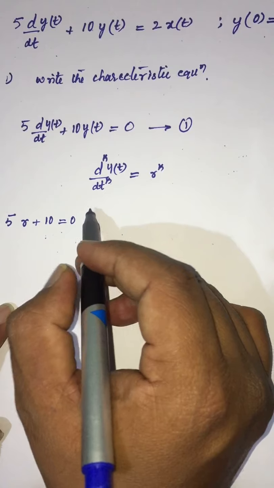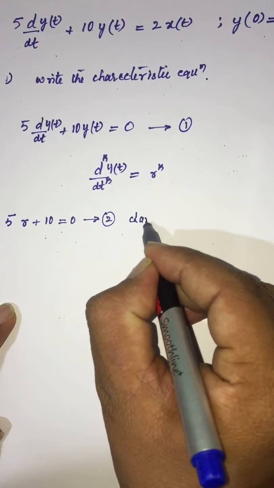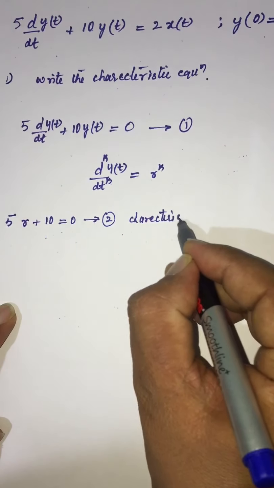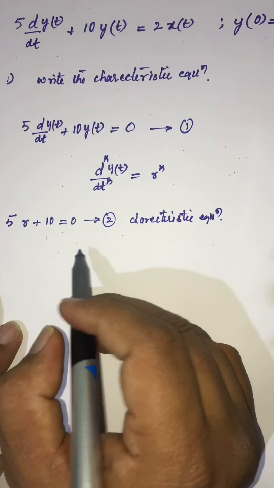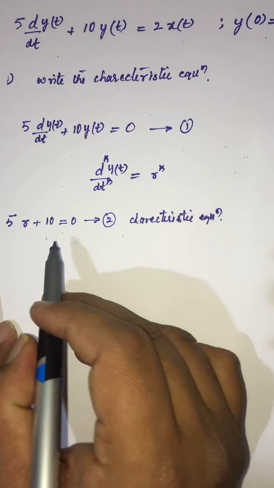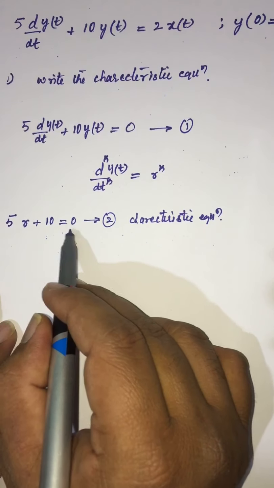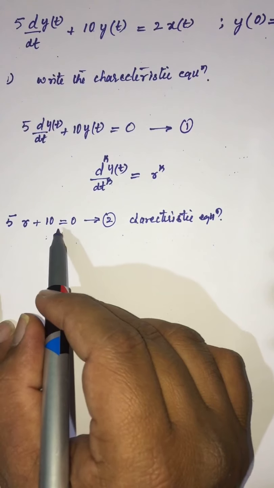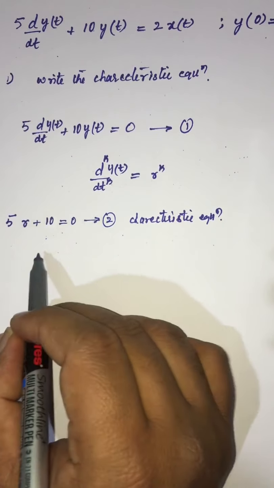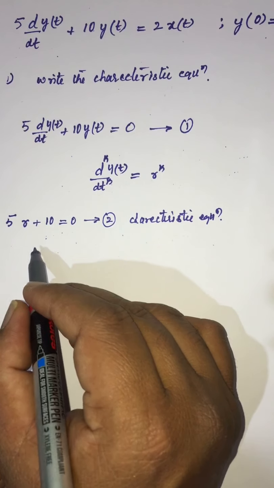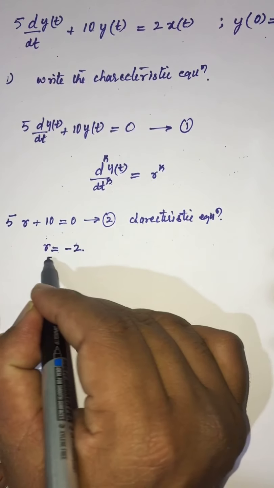This equation is called the characteristic equation. Equation 2 is called the characteristic equation. Now we need to solve this characteristic equation. You can make use of calculators. Let's say for example, this is ax plus b is equal to c, or ax plus b equal to 0, some sort of equation. We need to solve this equation. After solving this equation, we will get the solution as r is equal to -2.